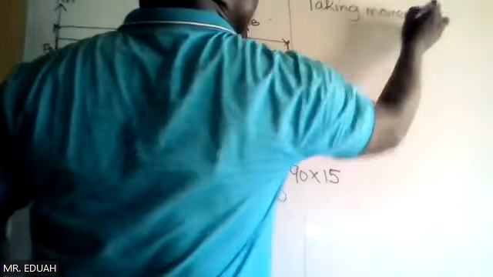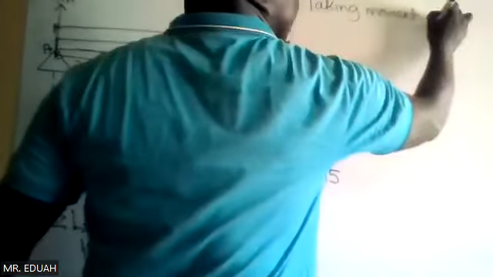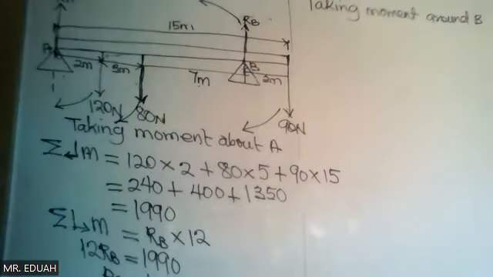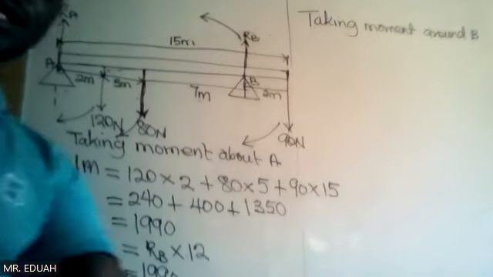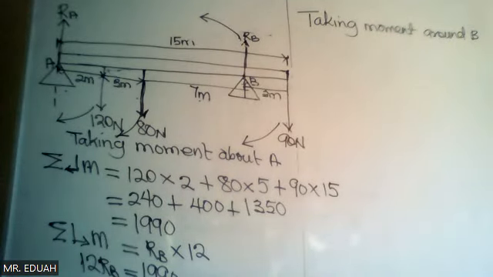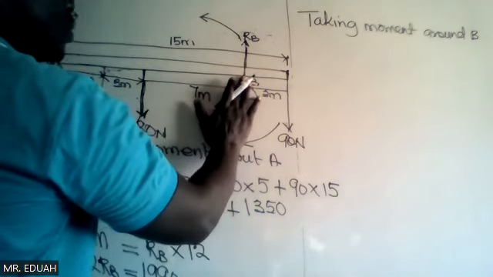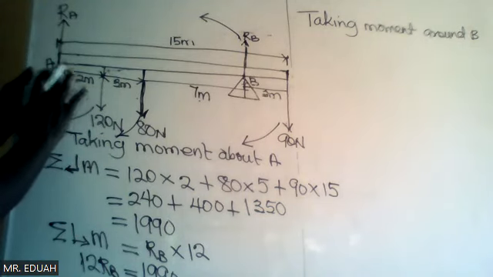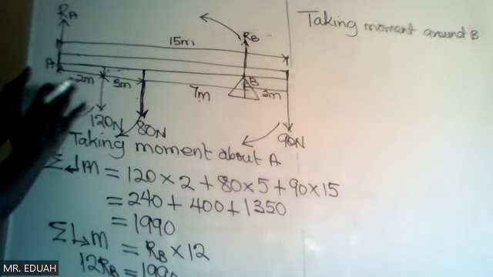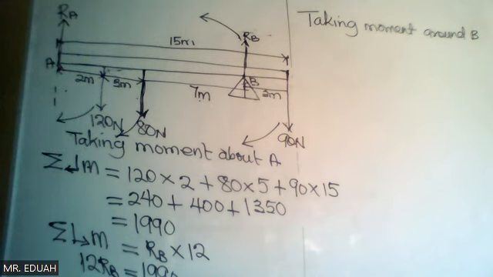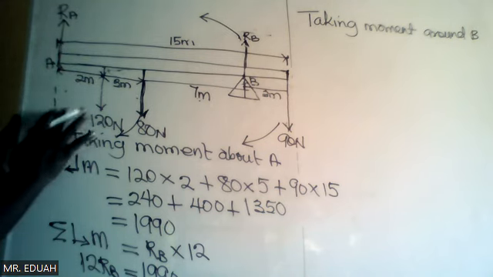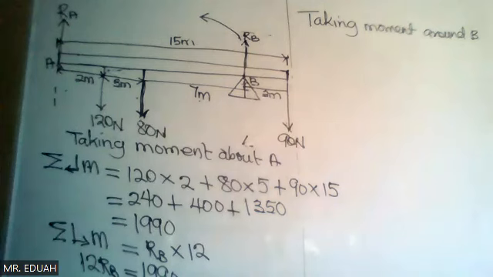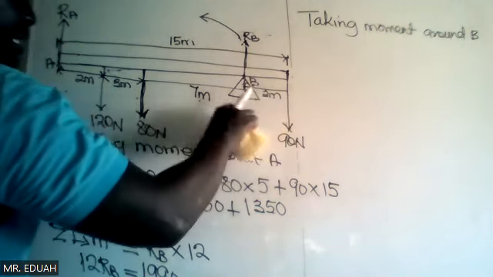Taking moment around B. So this time around, we are closing our eyes to A, as if A isn't in existence. This is not here. So let's clear our directions, clockwise and anti-clockwise, because we'll certainly have different directions.